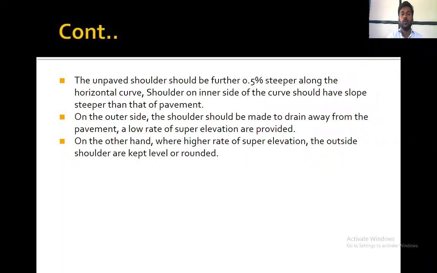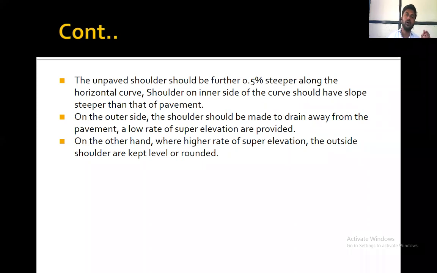The unpaved shoulder should have a further 0.5% steeper slope along the horizontal curve, on the inner side of the curve. If the road is paved, it should have 0.5% steeper, and if it is unpaved, it should have 0.5% more steepness than the camber. Providing a steeper slope to the shoulder has only one motto: whatever water is there should be drained out quickly.